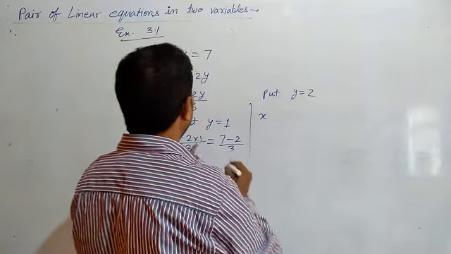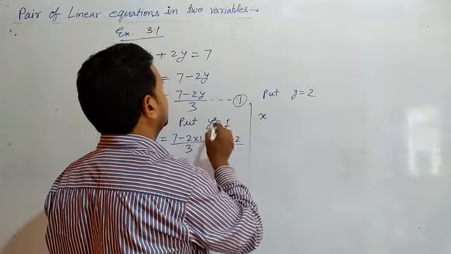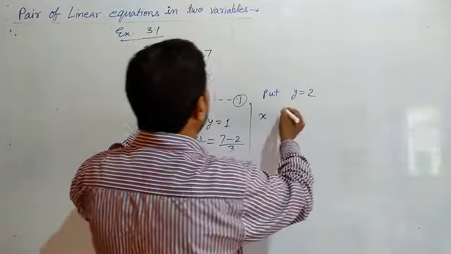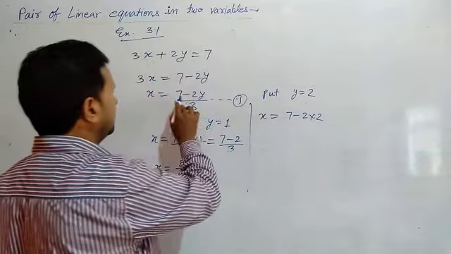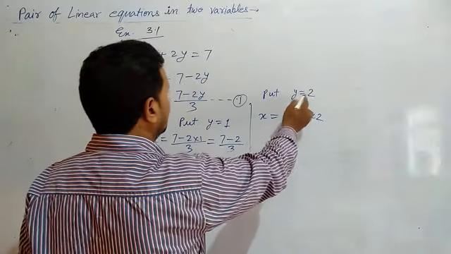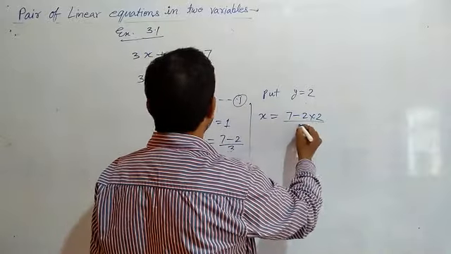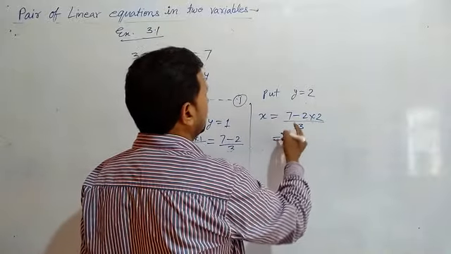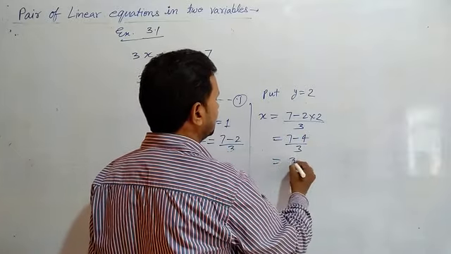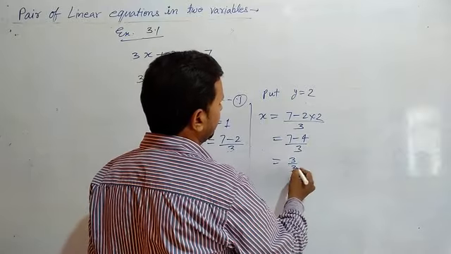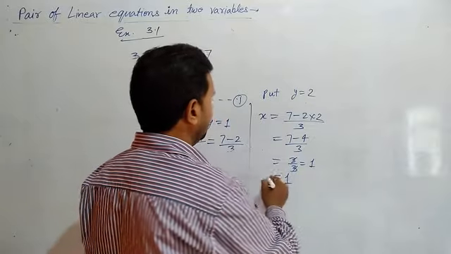2. Suppose that this is the first equation. It's right. It means x is equal to 7 minus 2 into 2, see here 7 minus 2y. We have to put the value y is equal to 2, upon 3. 7 minus 2 into 2 is 7 minus 4, which is 3, upon 3. Okay. Now we can cancel out and it will come to 1. X is equal to 1.